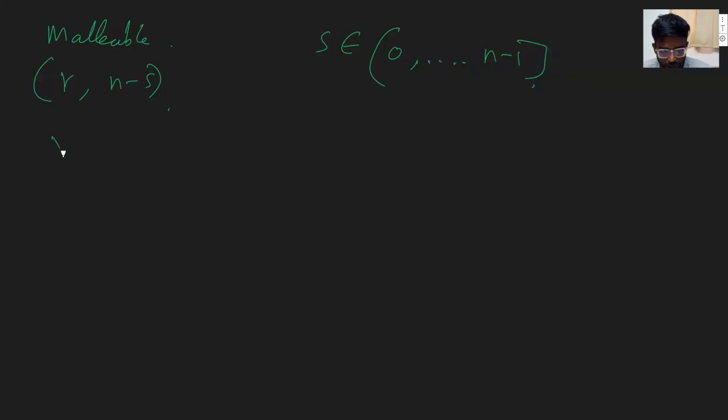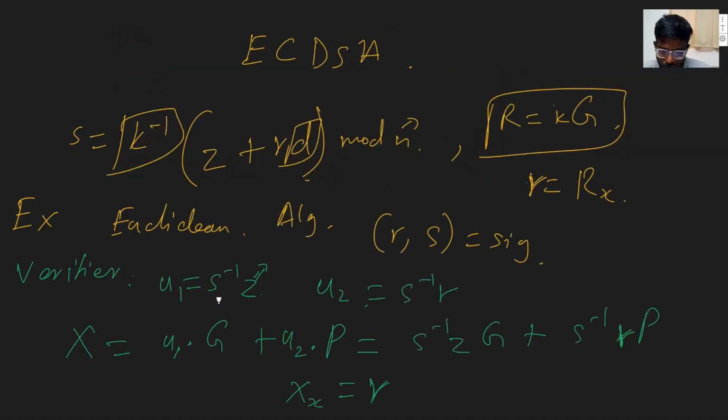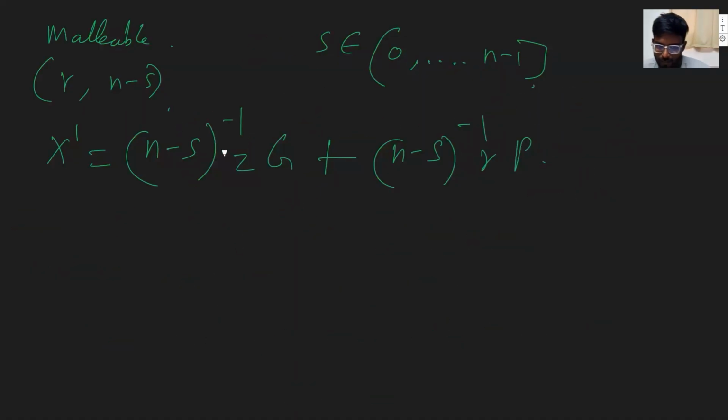Alright, so now let's say this is x dash. We are computing a different point because we have this pair n minus s. We will similarly do n minus s inverse z into g plus n minus s inverse r into p. So the u1 is n minus s inverse z, but I have just written them directly.